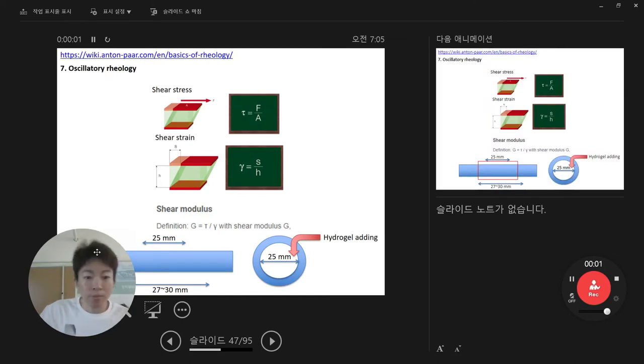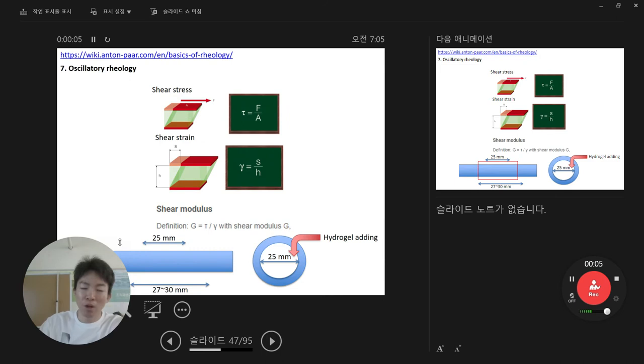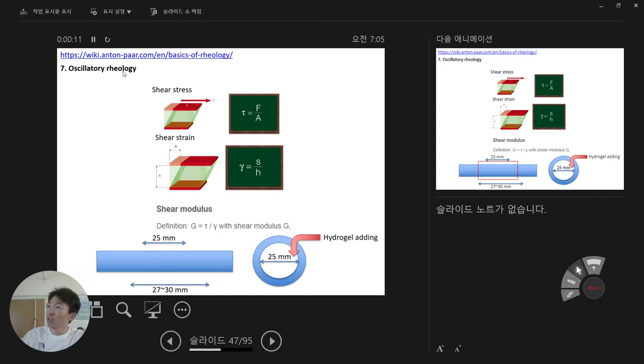Today we are focusing on the rheology. At the end of the previous lecture, we tried to understand this rheology, oscillatory rheology. So let's try to understand more.